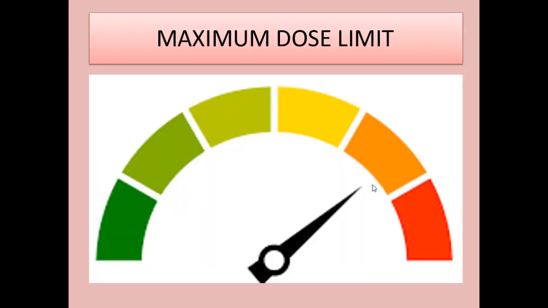Okay, so first of all, what do we mean by dose calculation? Actually, we are calculating the maximum dose limit. So what does that mean? That means that if I am calculating the dose for a particular patient, this much dose is allowed for that patient, and if I cross that limit, there will be high chances of complication.